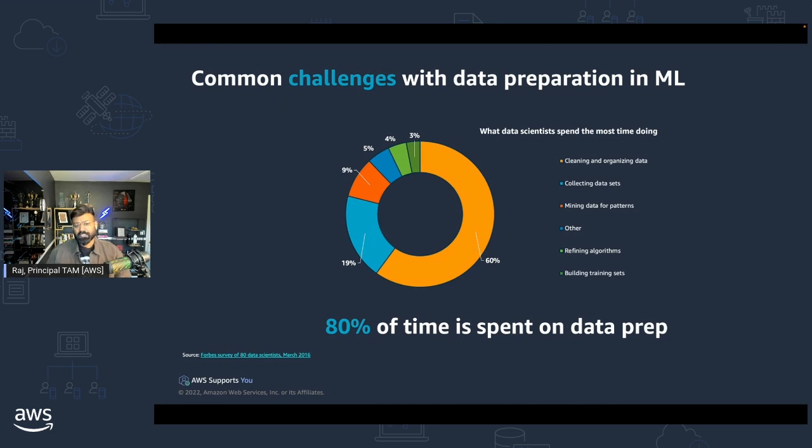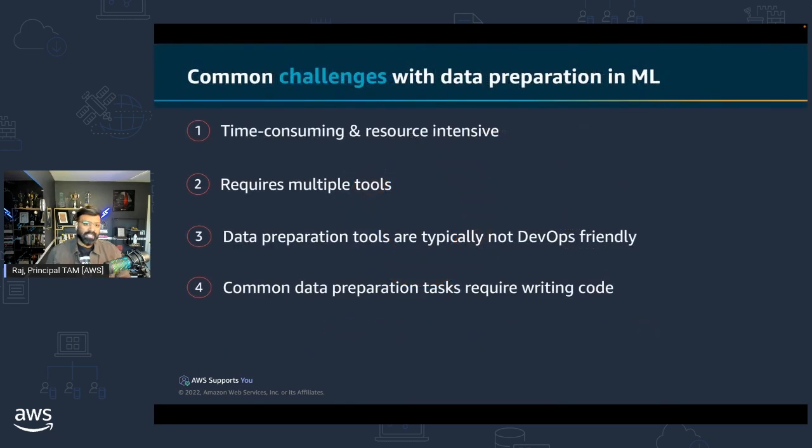Forbes did a survey back in 2016 that showed about 80% of ML engineering teams' time is spent on preparing the data. Consider the ML process and how the data exists. Here are some of the common challenges with data preparation in ML. It's time consuming, it's resource intensive, it requires multiple tools, and data preparation tools are typically not DevOps friendly. And common data preparation tasks require writing code.